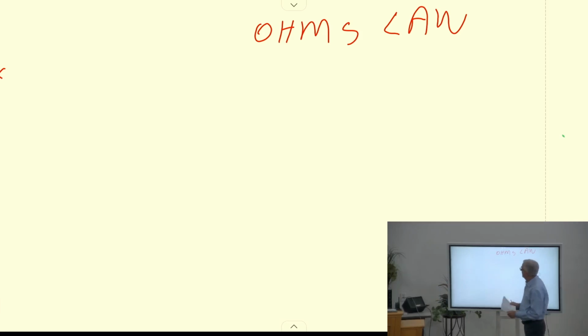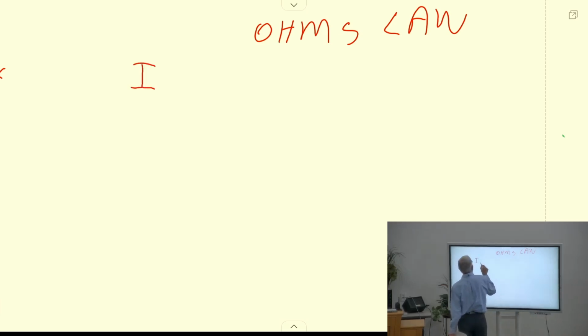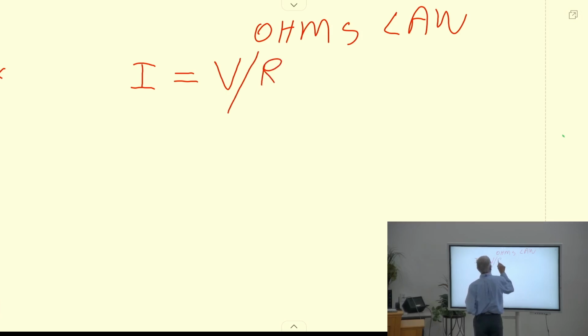So current equals voltage divided by resistance. The amount of current that goes through that circuit, how many electrons are blasting around through that circuit, is the voltage divided by the resistance.